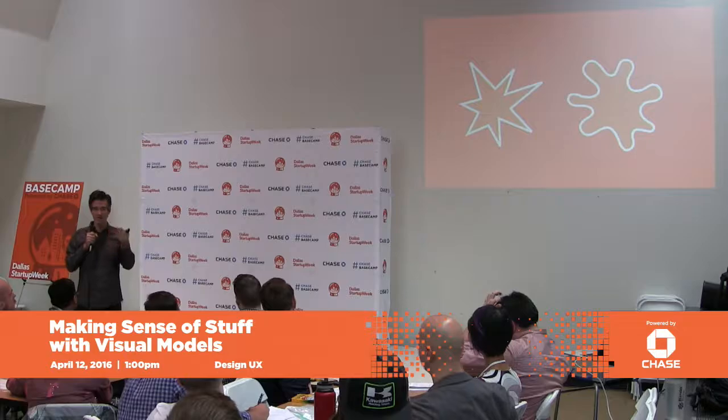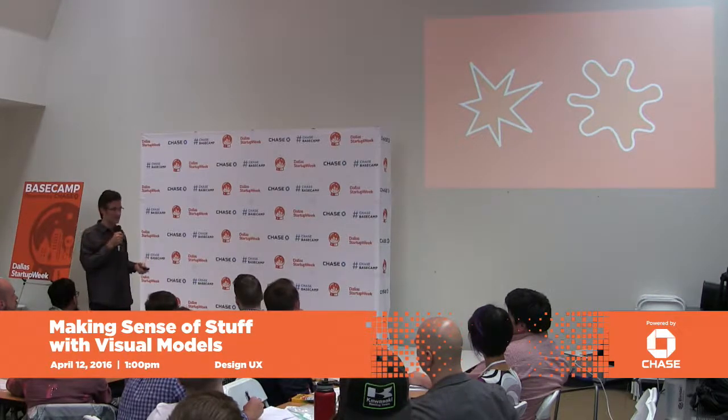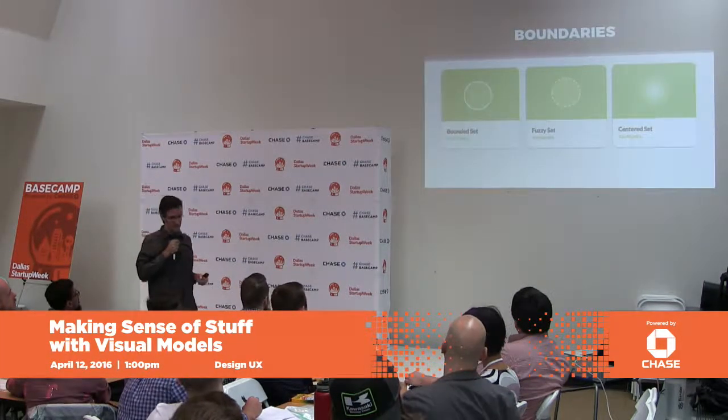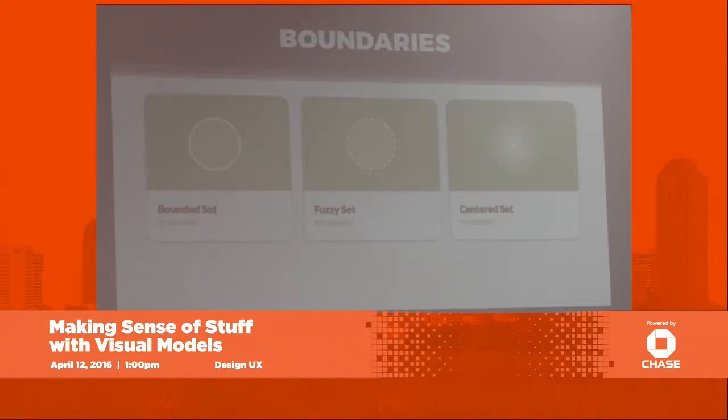Why did you do this? Because that suggests something that maybe you didn't intend. So boundaries. Boundaries are interesting. And this work comes straight from linguistics and categorization theory. But basically, there's three ways to think about boundaries: bounded set, fuzzy set, centered set.